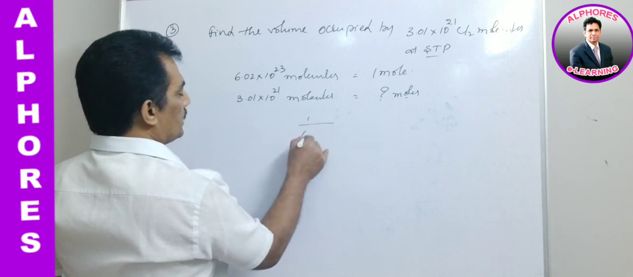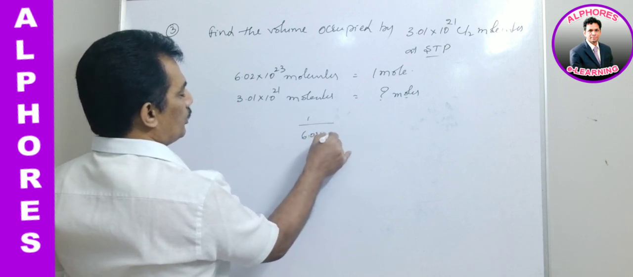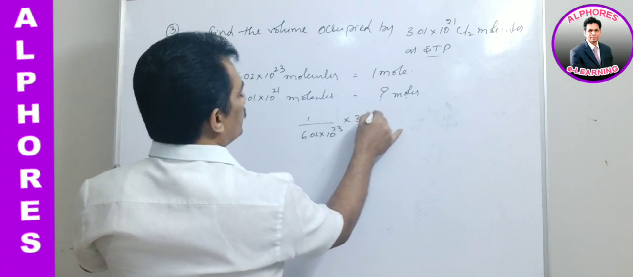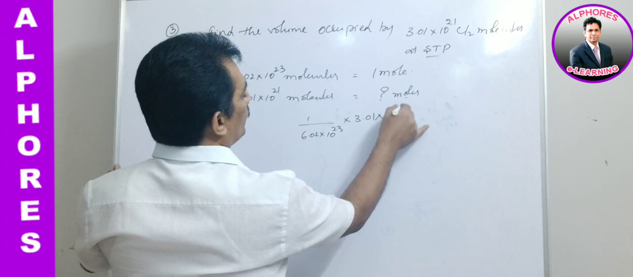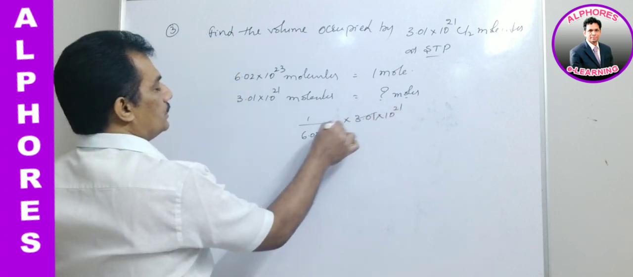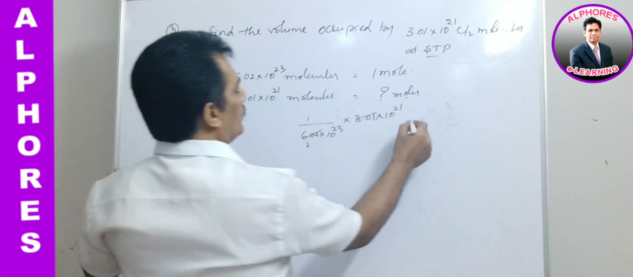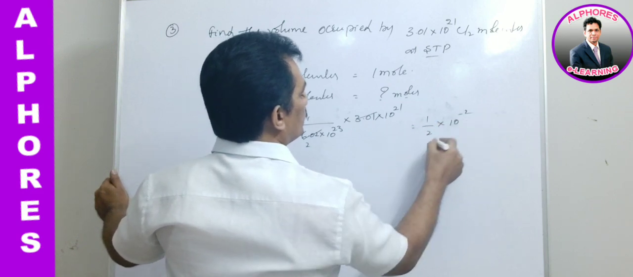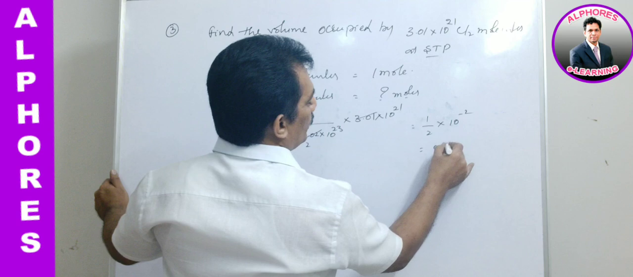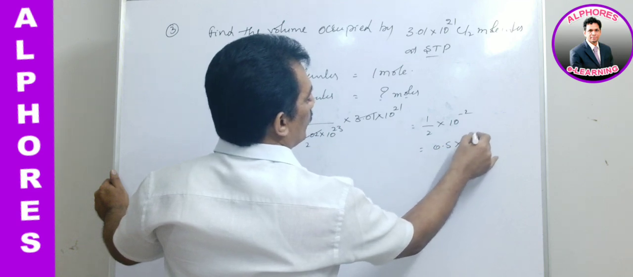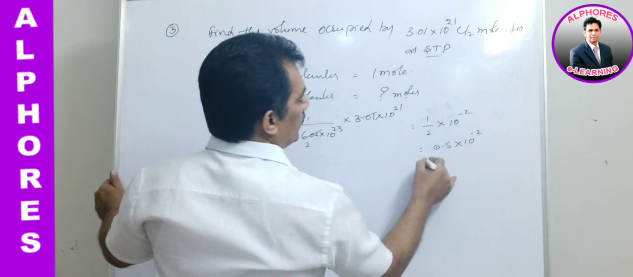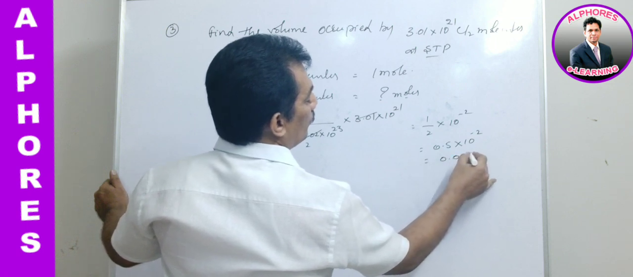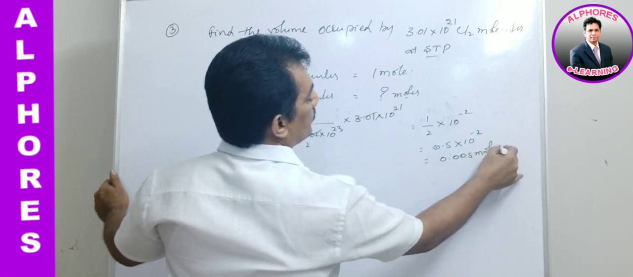1 by 6.02 into 10 to the power of 23 into 3.01 into 10 to the power of 21. It is 2 times. So 1 by 2 into 10 to the power of minus 2. That is 0.5 into 10 to the power of 2 minus 2. That is 0.005 moles.